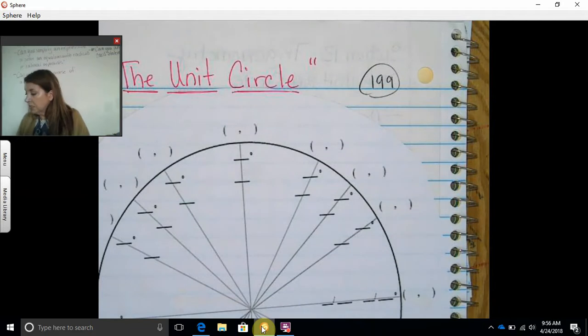Okay, so the first thing we're going to do, we're going to fill in the degrees of the whole unit circle, okay? We have to fill in degrees, we have to fill in ordered pairs, and we have to fill in what's called radians, all right?